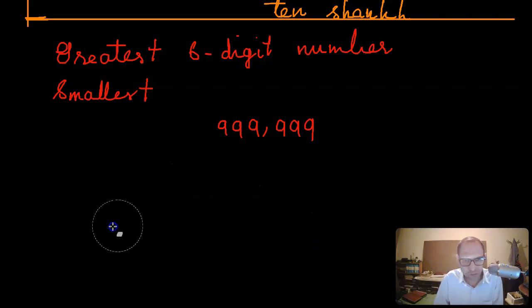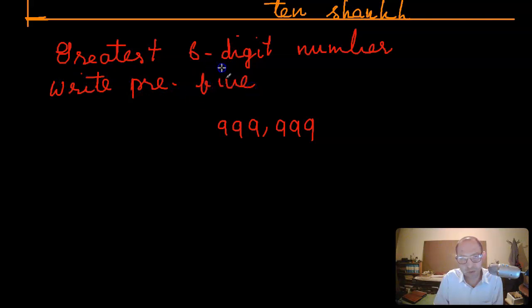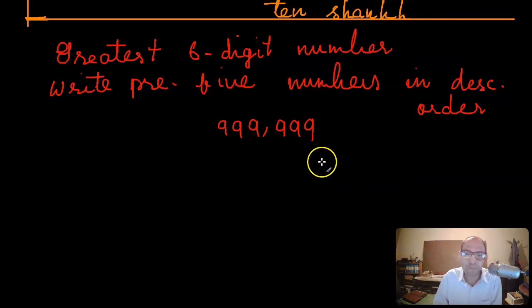So now, starting from the greatest six-digit number, which is 999999, if you want to write the previous five numbers in descending order, how do you do that? You want to write them in descending order, meaning from the greatest one to the smallest one, right?